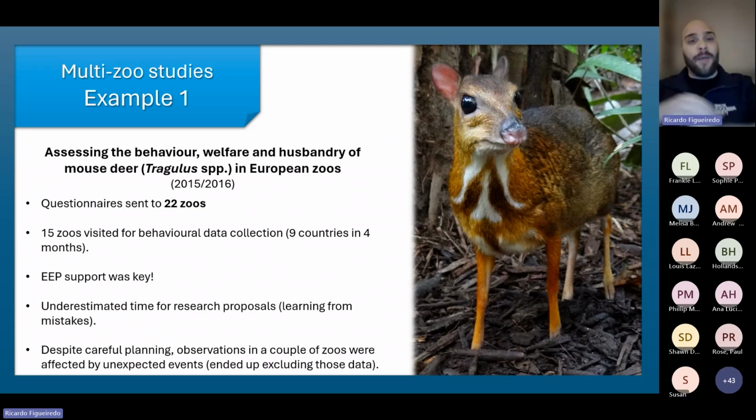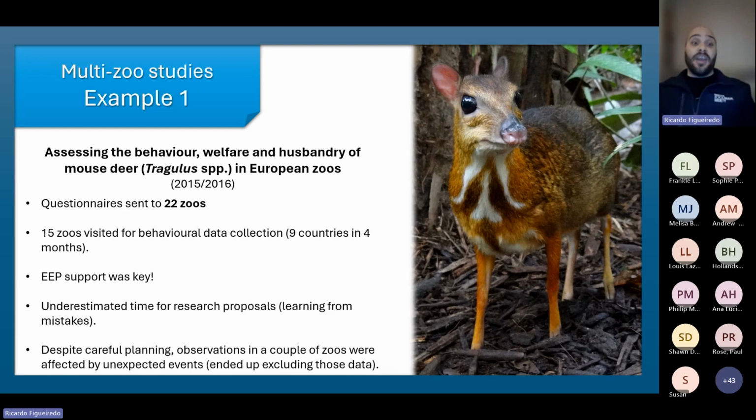And it was about the mouse deer, which for those that don't know are these very adorable creatures. Ungulates, not a true deer, not a mouse, but they are ungulates and they are related to the deer. They have been in European zoos for many, many years. But at the time of my study, when I started and got involved with this project, there was very little we knew about these animals, even though they had been kept in zoos for decades.